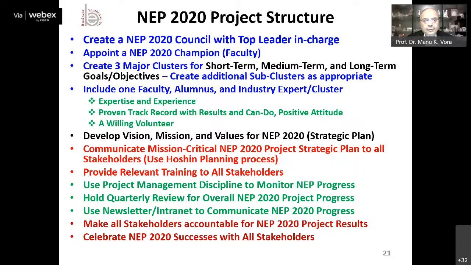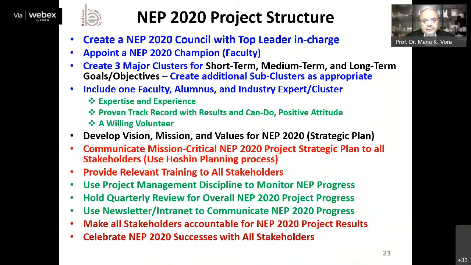Then appoint a champion, particularly a faculty who has the expertise and experience, a proven track record with results, and a positive can-do attitude, and is willing to become the volunteer. Then create three major clusters to align with the short-term, medium-term, and long-term goals and objectives we just reviewed. And you can create additional subclusters as appropriate.